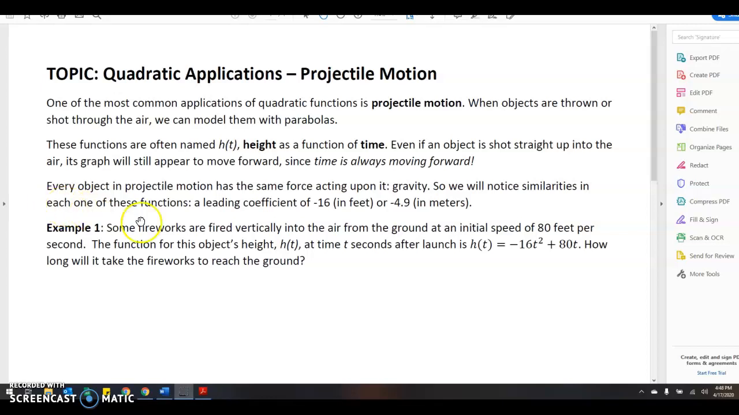And so if you know anything about physics, those numbers look familiar to you because gravity is negative 16 feet per second squared if we're talking about feet, or it's negative 4.9 meters per second squared when we're talking about meters.